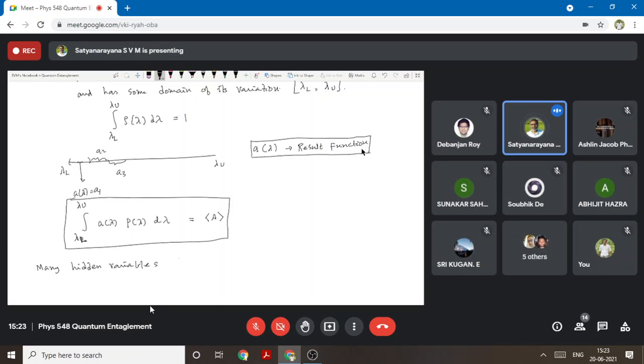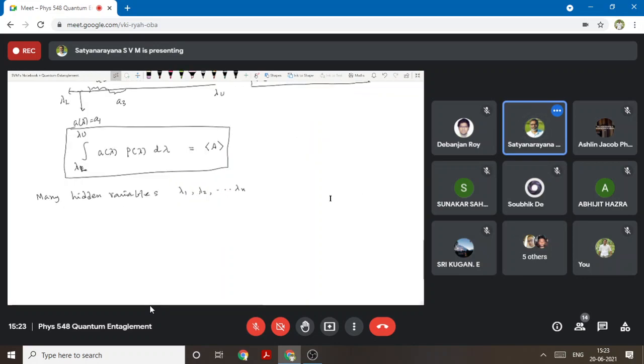You have many hidden variables. Let's say lambda 1, lambda 2, etc., up to some lambda n. There are n hidden variables. Then you are going to simply call your distribution function rho of lambda 1, lambda 2, etc. It is a joint distribution function of all these variables. And you can have your result function: A will depend upon lambda 1, lambda 2, up to lambda n. So this is the distribution and this is the result function.